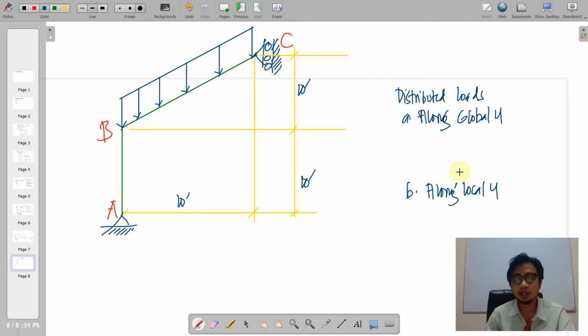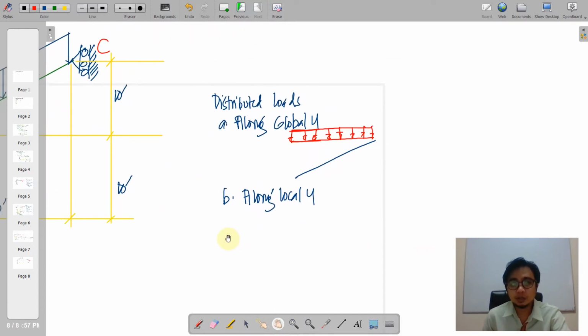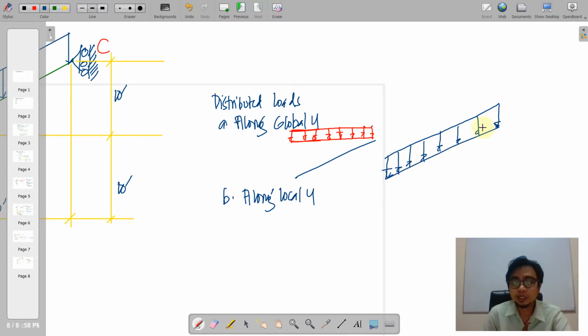So if we have an inclined member here, it could be this type of loading. If you notice, the distributed load is globally located on y, the regular y we have. Or it could be like this one. So this is the inclined member wherein the loading is along that inclined member. However, the orientation is along global y. So the usual y. So y is always vertical here.